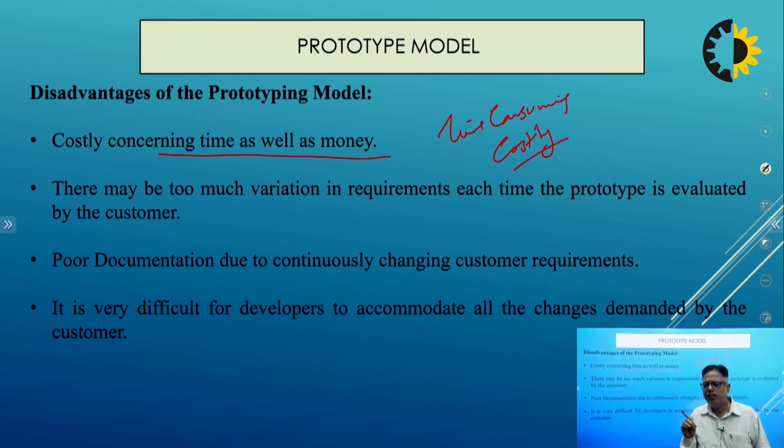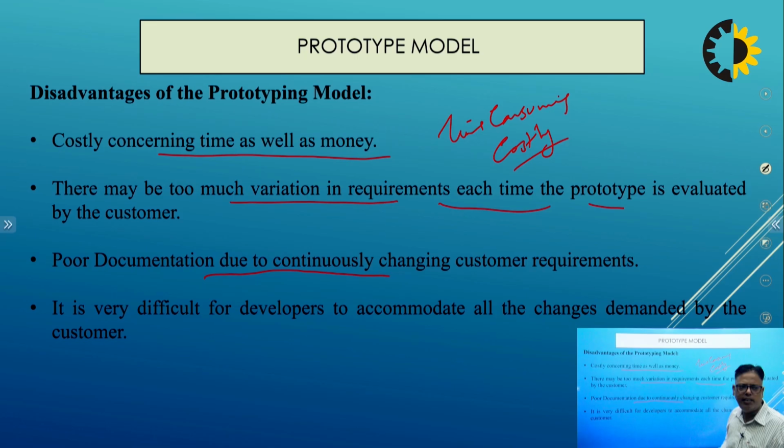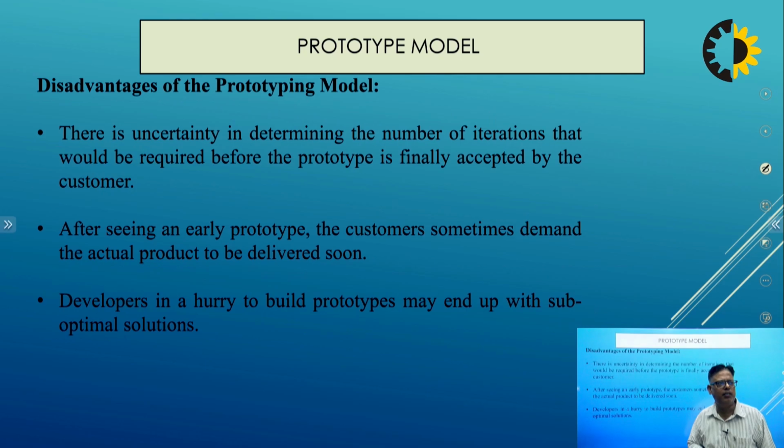Because customer interaction is maximum in the prototype model, they may request too much variation in the requirements each time the prototype is evaluated by the customers. Poor documentation due to continuously changing requirements and continuously enhancing the prototype model. It is very difficult for developers to accommodate all the changing demands by the customers.